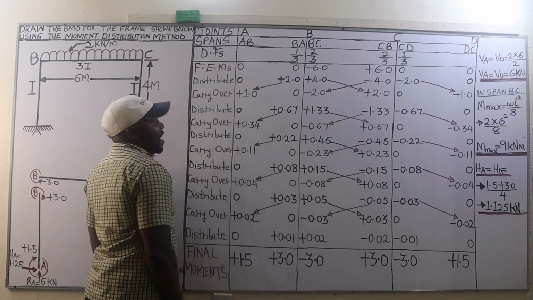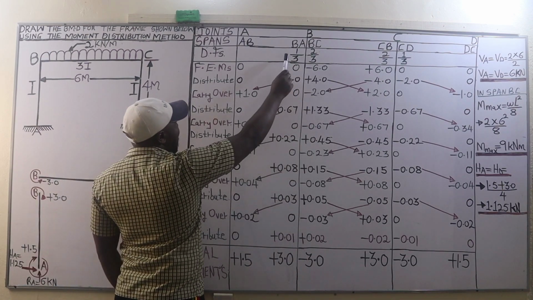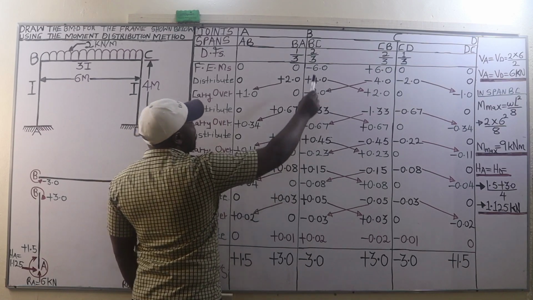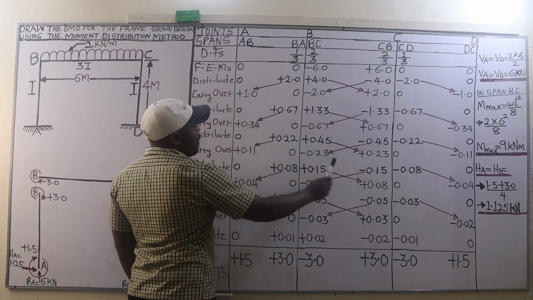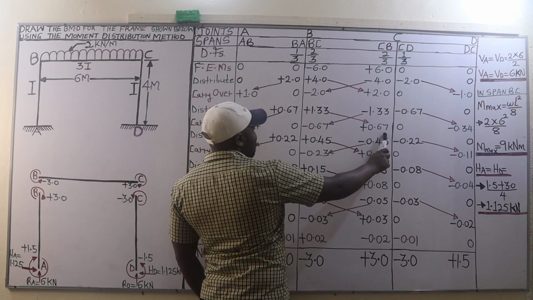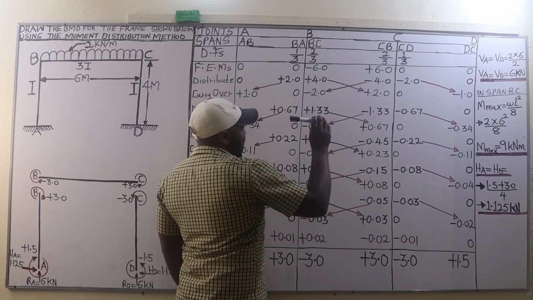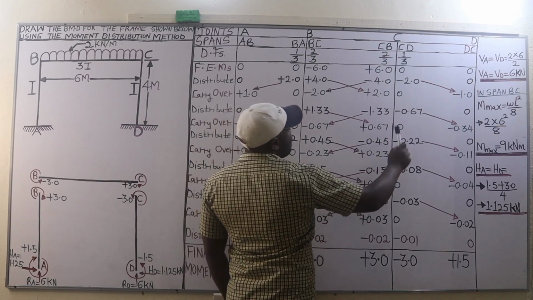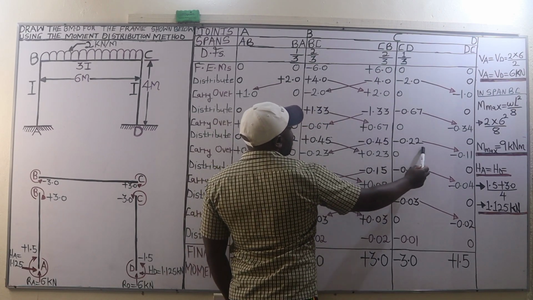Excess moment here is +0.67. Change the negative sign to positive. Then distribute using the distribution factors. So a third of +0.67, that is +0.22. 2/3 of +0.67, that is +0.45. On joint C, we got a moment of -0.67. Change this positive sign to negative. Then distribute. -0.67 times 2/3, that is -0.45. -0.67 times a third, that is -0.22.